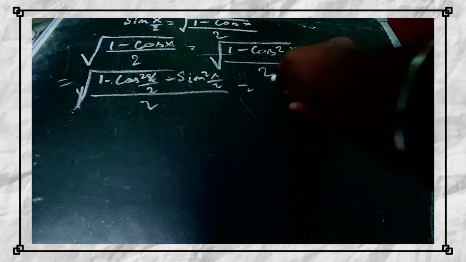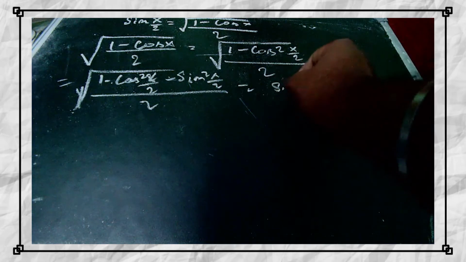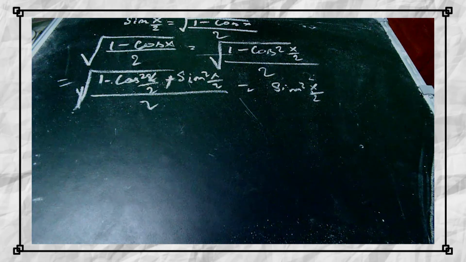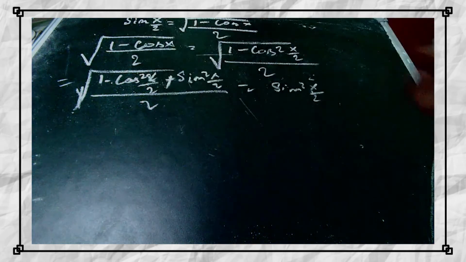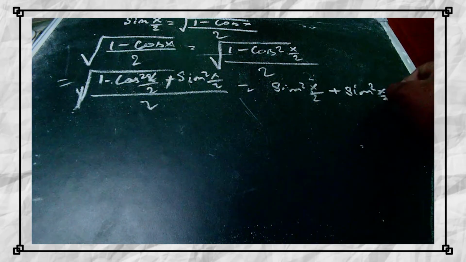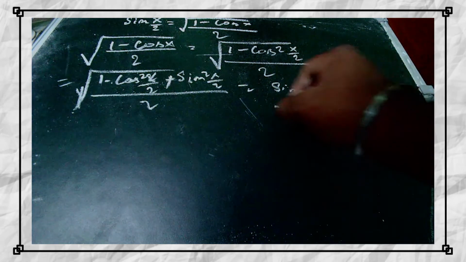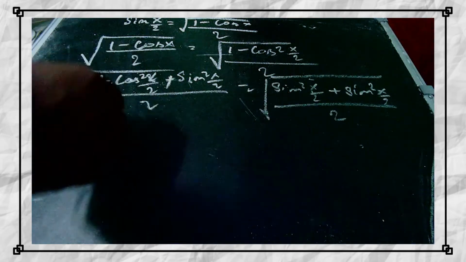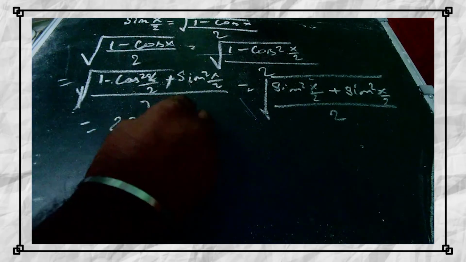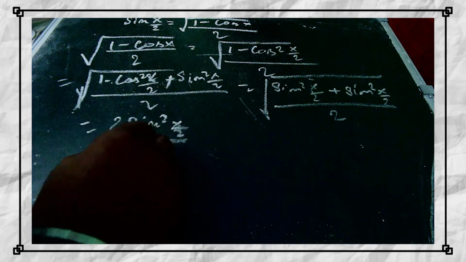So 1 minus cos square x by 2 we can write as sine square x by 2, and this was plus because cos of 2x is equal to cos square x minus sine square x. So minus minus becomes plus, and then sine square x by 2, this will be whole divided by 2 and root under. So we'll get sine square x by 2 plus sine square x by 2, which is 2 sine square x by 2, and in the denominator it is 2.